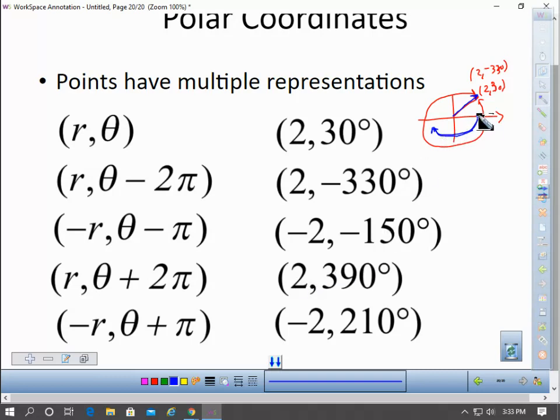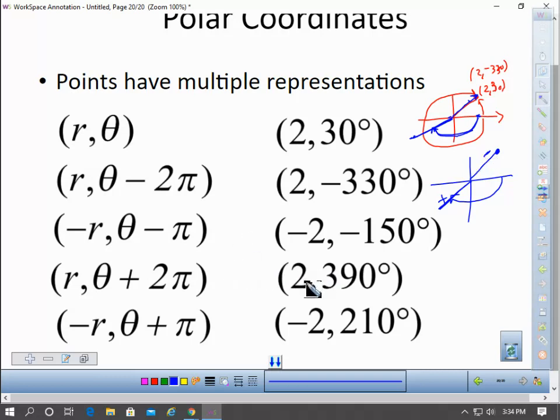But if I go negative 150, that's going to put me on the axis over here if I go out positive 2. But I want to be on this side, so that would put me at negative 2 going in the opposite direction. So if I go around the pole 150, this ends up being the positive end. So I go negative 2 out this end. This is my negative end. This is what I'm talking about.